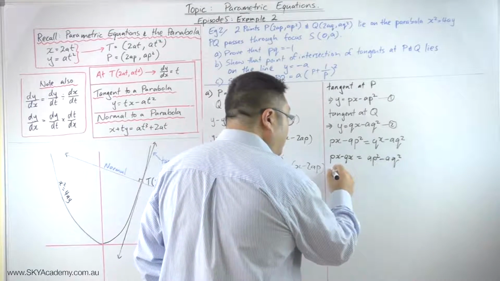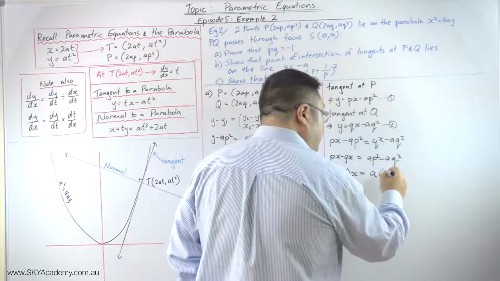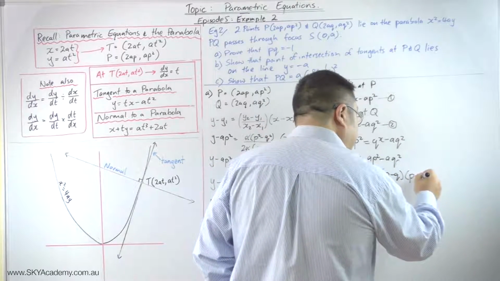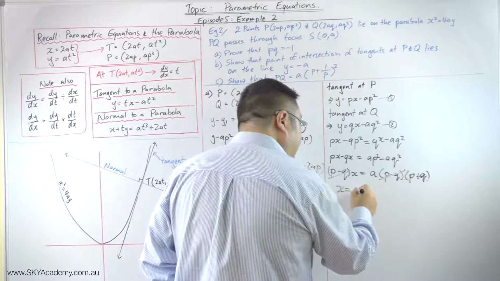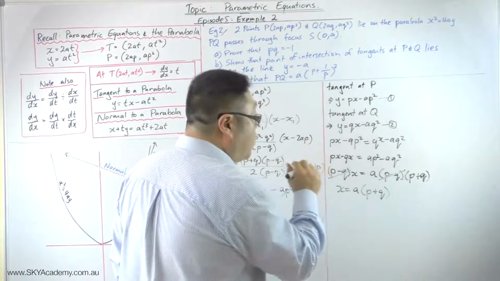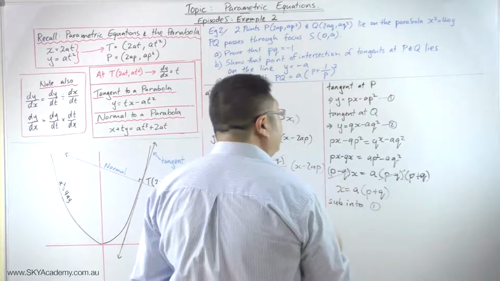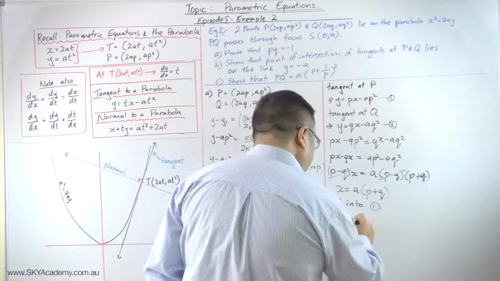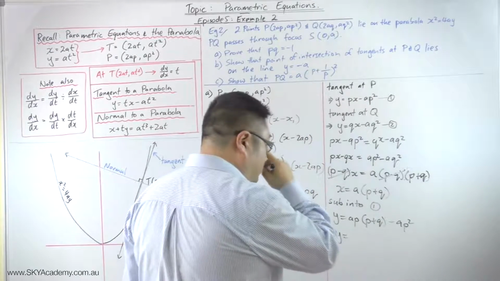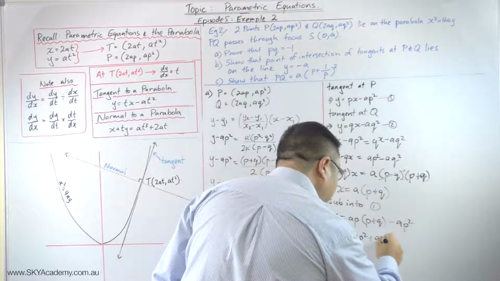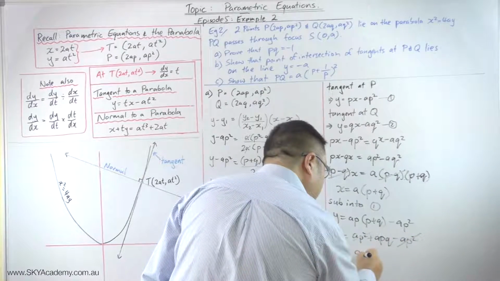So basically what we do from here is p minus q, x equals a, and this is the difference of two squares, which is p minus q, p plus q. That cancels with that, which leaves you with x equals a(p plus q). To find the y coordinate, you substitute that into any one of those equations. So let's substitute into equation 1, and you should get y equals ap(p plus q) minus ap squared. So y equals ap squared plus apq minus ap squared. That cancels with that, which leaves you with apq.